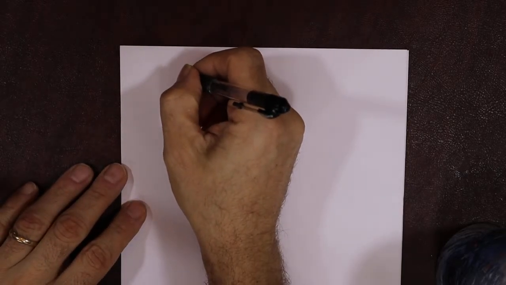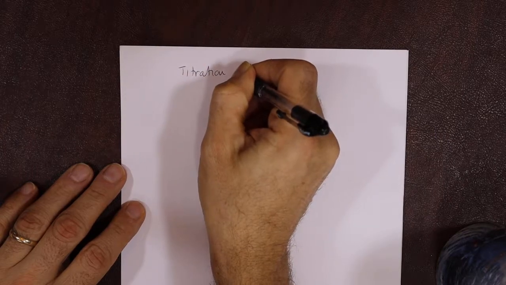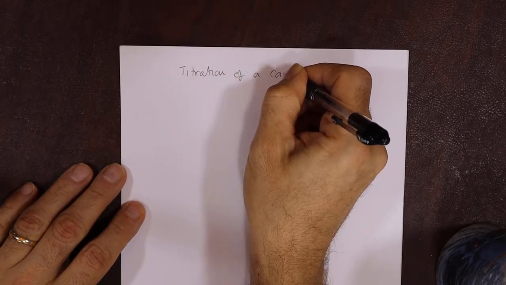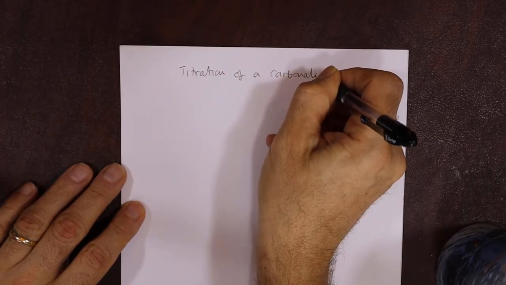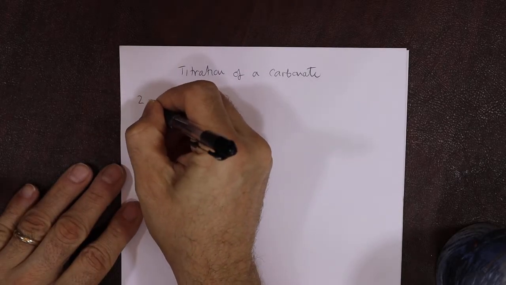Okay, so the lab is titration of a carbonate. Now I'll post these notes at the discussion section as well. But just follow along. Pretend it's like a pre-lab from the classroom. All right. So it's a 2-part experiment.